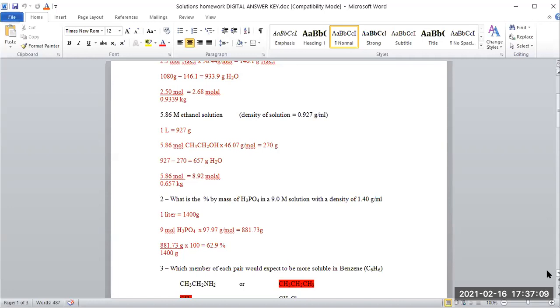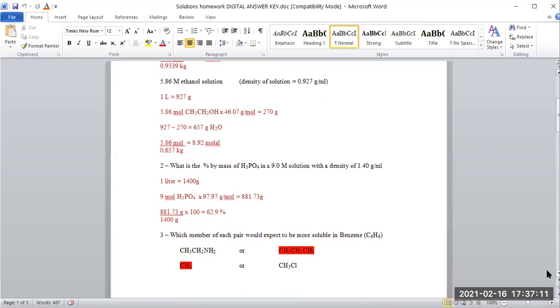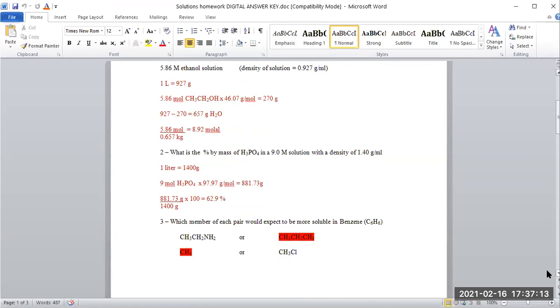All right, more variations on a theme. This one, you are given molarity, but you are looking for percent by mass. You need some of the same data. You need the density, but you're going to manipulate your data a little bit differently here. I know that it's a 9 molar solution. I know that it's phosphoric acid, H3PO4.